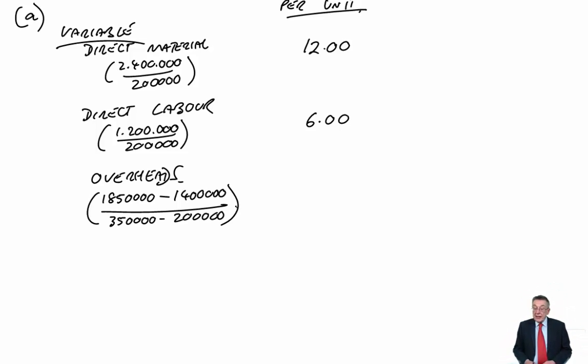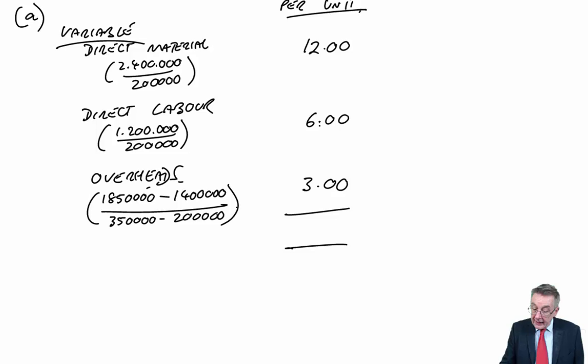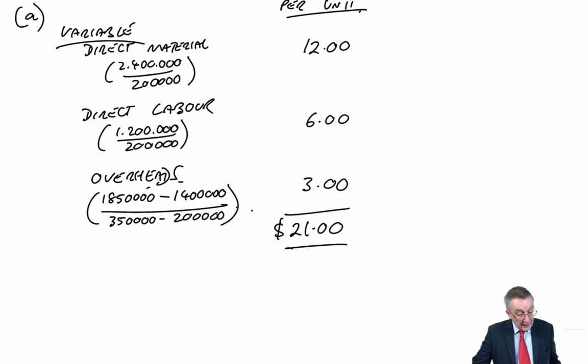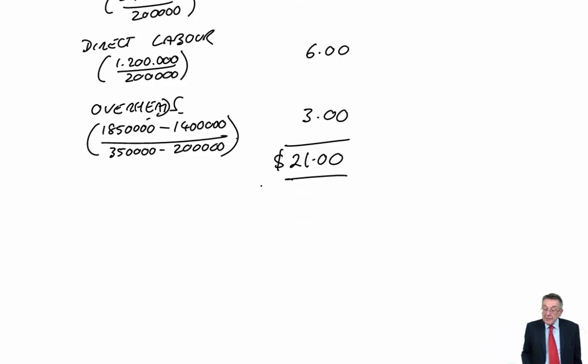So the variable cost of the extra 150,000 units is the 450,000 at the top. So the variable cost went up by 450,000, the units went up by 150,000. The variable cost is $3 a unit. So the total variable cost, $12, $18, $21. So that's part of part A.